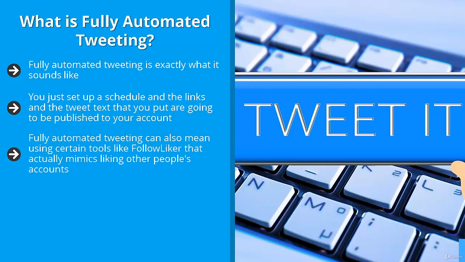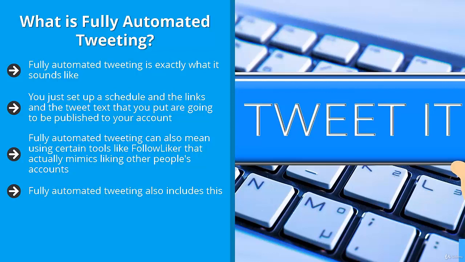Fully automated tweeting can also mean using certain tools like Follow Liker that actually mimics liking other people's accounts. Usually, when people have their posts liked, they feel good. It feels good to feel like you matter. It feels good to be appreciated. A certain percentage of these would actually click the account of the person liking and see what their page is like. If they like what they see, they end up following. Fully automated tweeting also includes this. You basically automate publishing, but you also automate engagement. There are many tools currently available on the market, but here's a bit of warning.